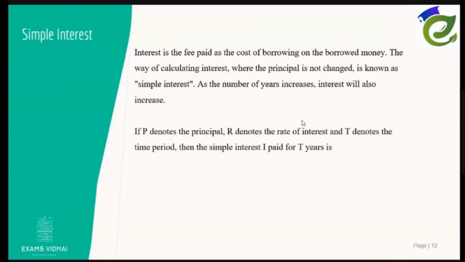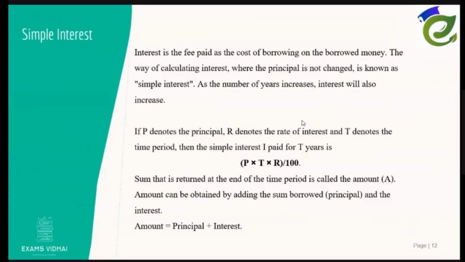Simple interest. Interest is the fee paid as the cost of borrowing money. The way of calculating interest where the principal is not changed is known as simple interest. As the years increase, interest will also increase. If P denotes the principal, R denotes the rate of interest, and T denotes the time period, the simple interest I paid for T years is PTR by 100. The sum that is returned at the end of the time period is the total amount. Amount can be obtained by adding the sum borrowed and the interest. Amount equals principal plus interest.